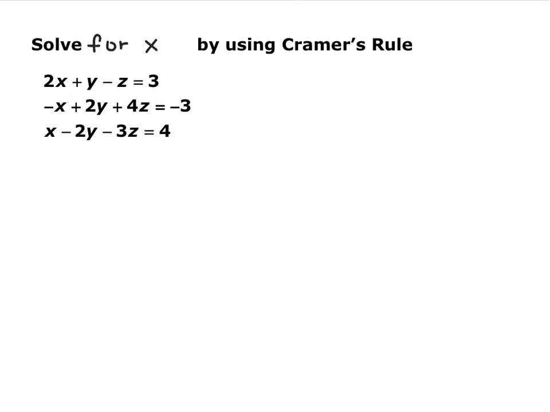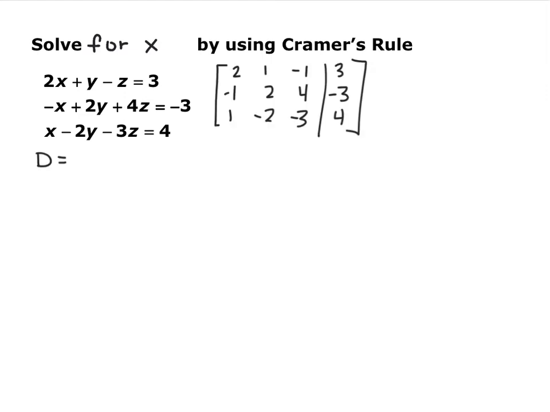So now we have a 3 by 3 system and we want to solve just for x by using Cramer's rule. So first thing, go ahead and pause the video and write the augmented matrix that represents the system. So we end up with the augmented matrix. Remember, each row is an equation, each column is a variable. So now you want to solve just for x, so you need to find d, the determinant of the coefficient matrix, and d sub x. So go ahead and pause the video and find those two determinants.